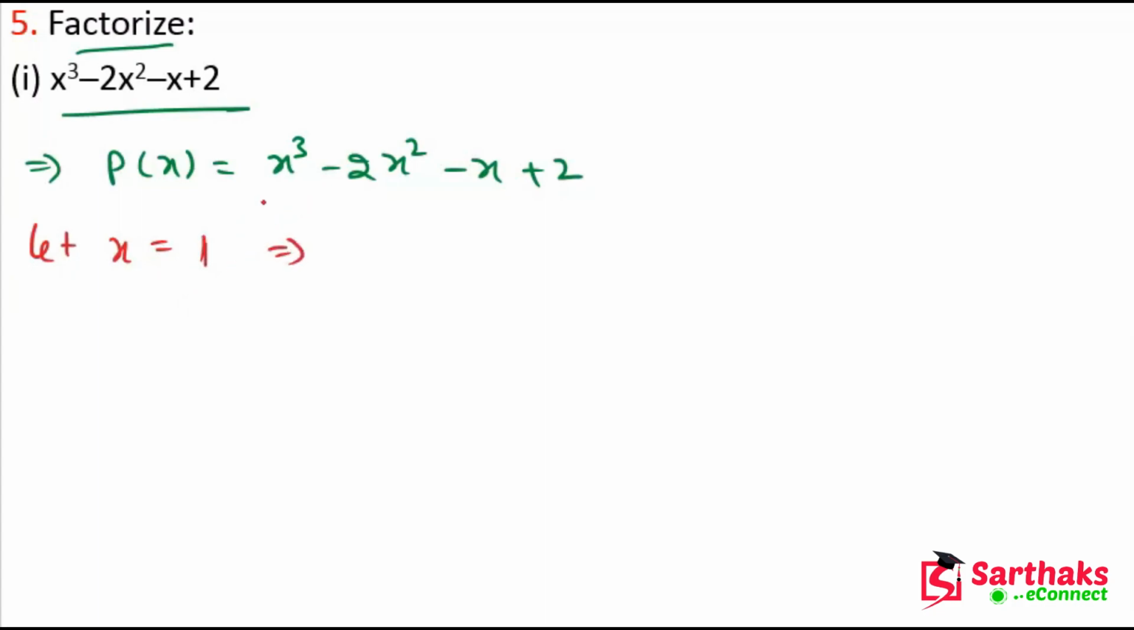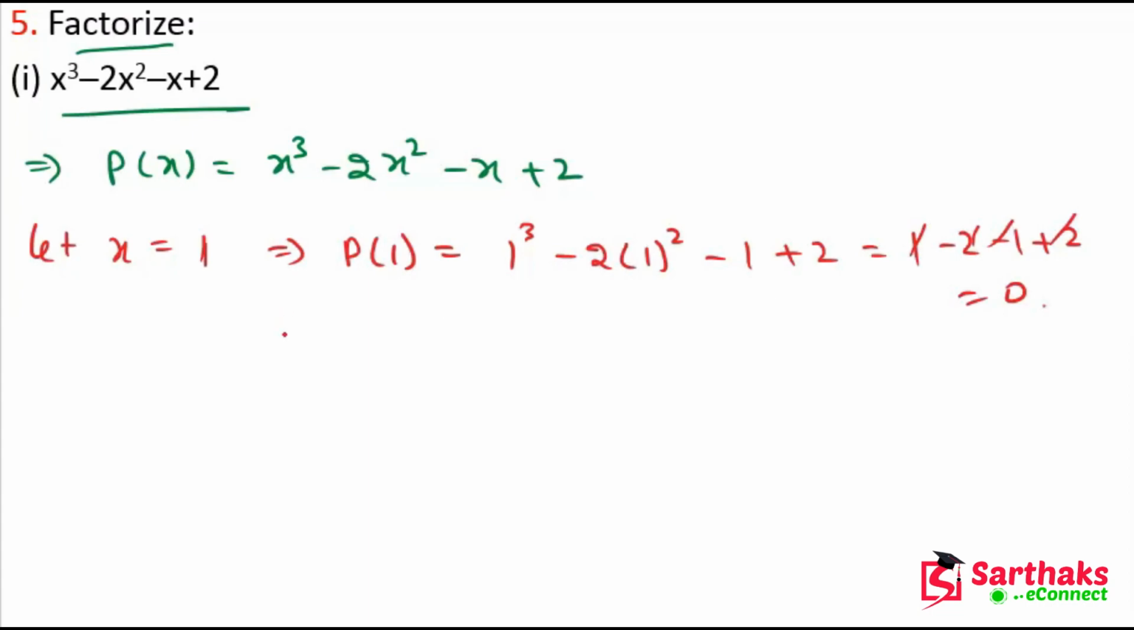So now p of 1 is 1 cube minus 2 into 1 square minus 1 plus 2. So this will become 1 minus 2 minus 1 plus 2, and this will become 0. So my dear friends, we get 0. So in this case, x minus 1 is one factor of this polynomial.